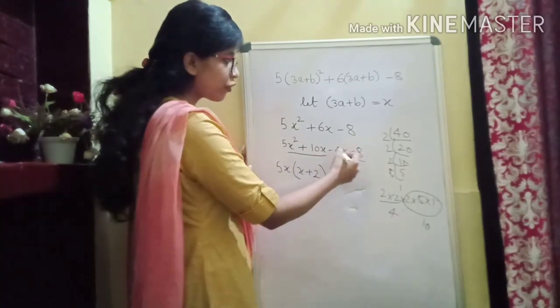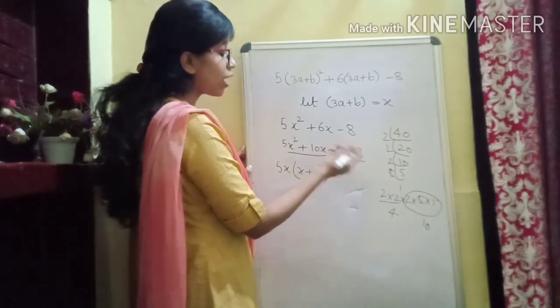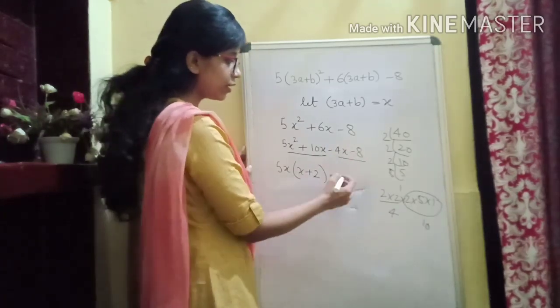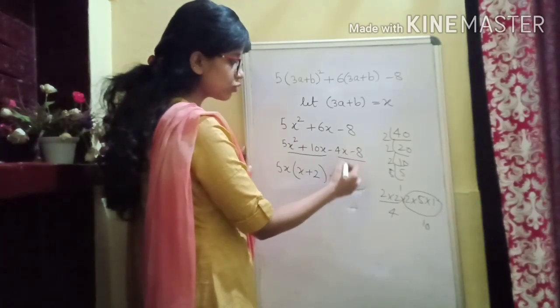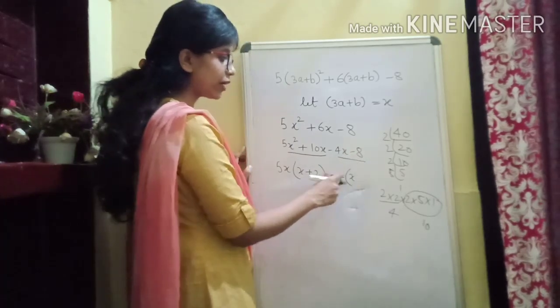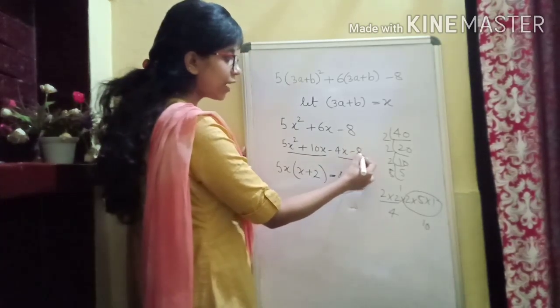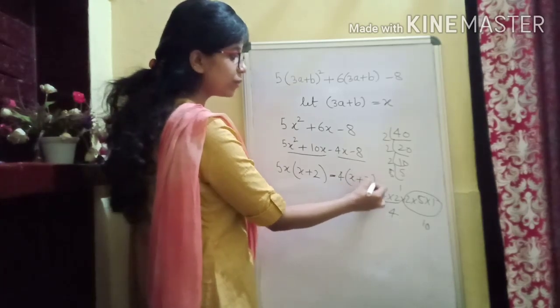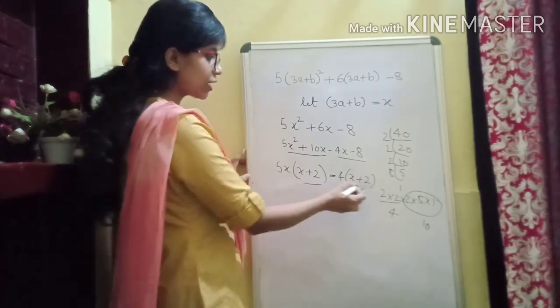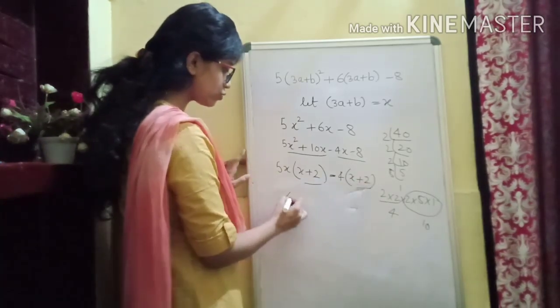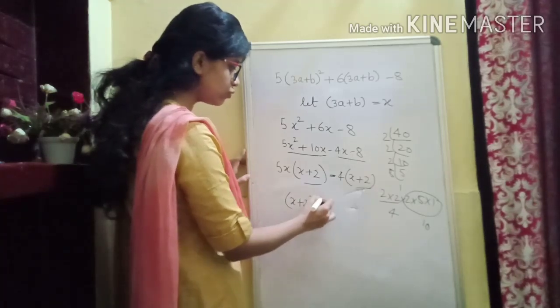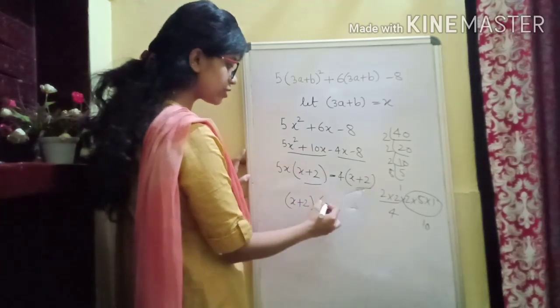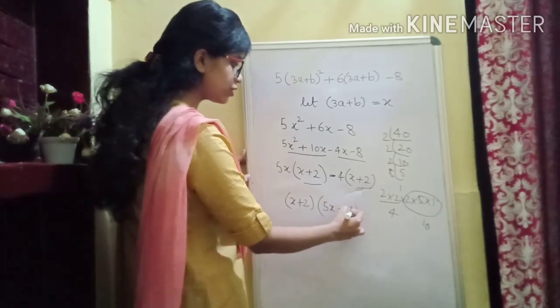Now from these two terms we can take minus common, we can take 4 common, so it will be x, and since we have taken minus common, it will give you plus, and from 8 we have taken 4 common, so it will be 2. Now again, x + 2 and x + 2 is common, so we can take x + 2 common. Then what are we left with? This is 5x − 4.